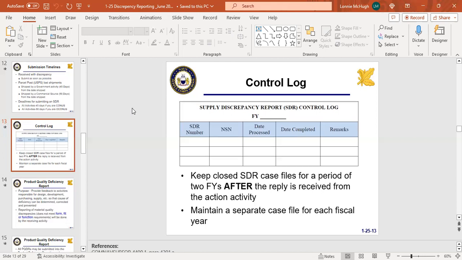With your control log, you're going to simply put in the SDN number, the item, the date it was processed, when it was completed, and remarks. And you'll keep a continuous log for each item. You'll keep 2 years of the control logs on file. So your current period, you'll keep that for two FYs. And then you will maintain a separate file for each of those years. So you'll have a file for the current year and a file for the last year.